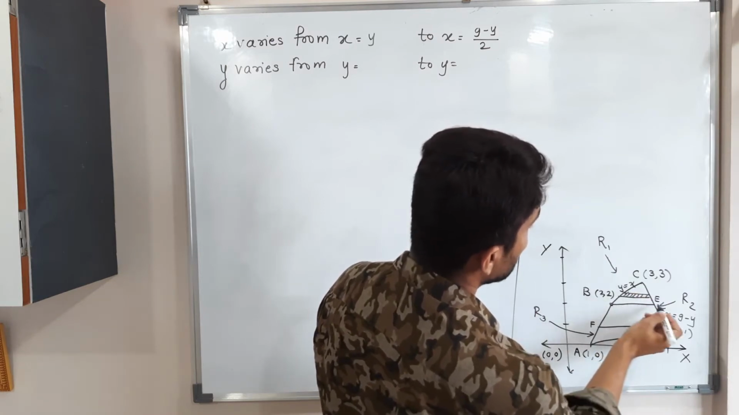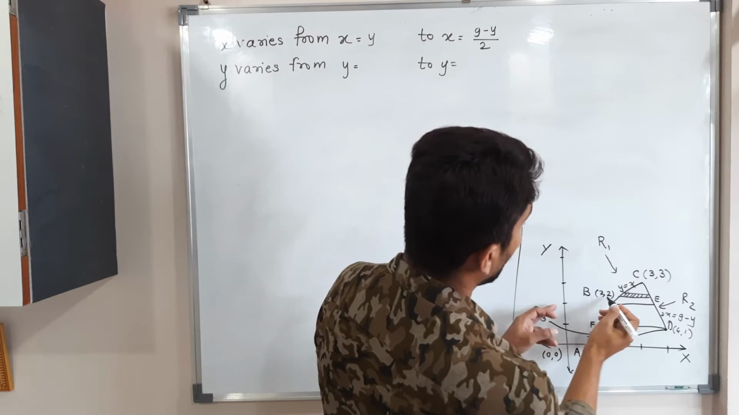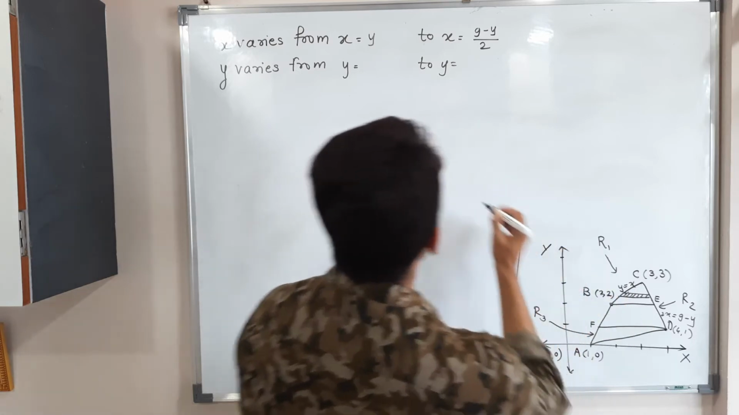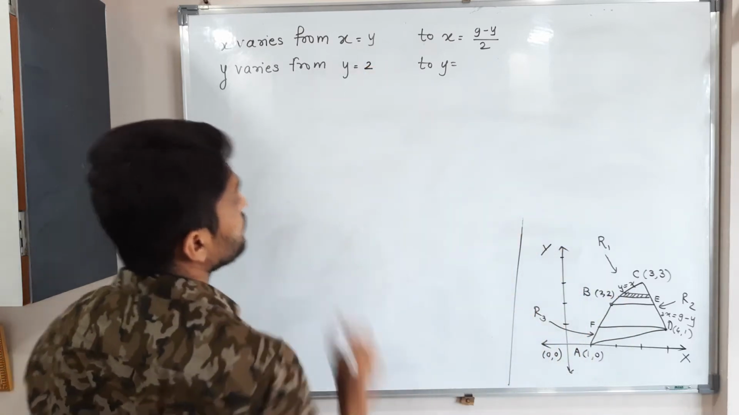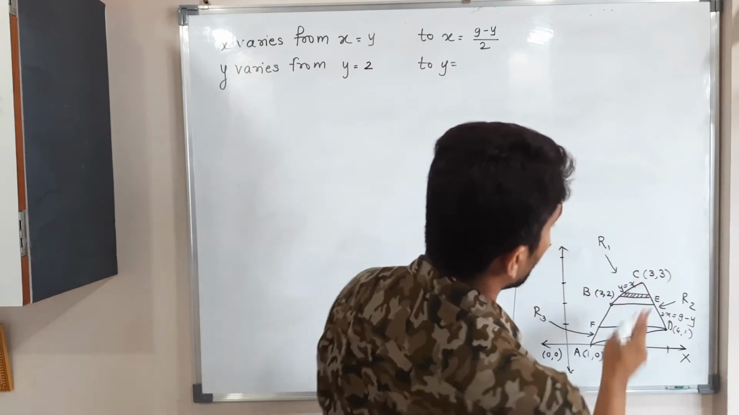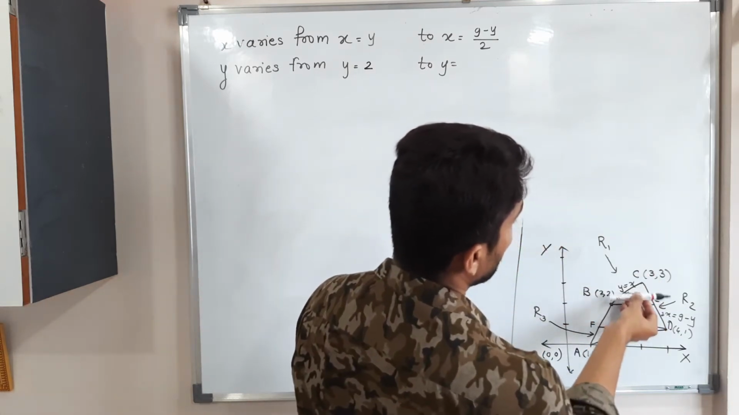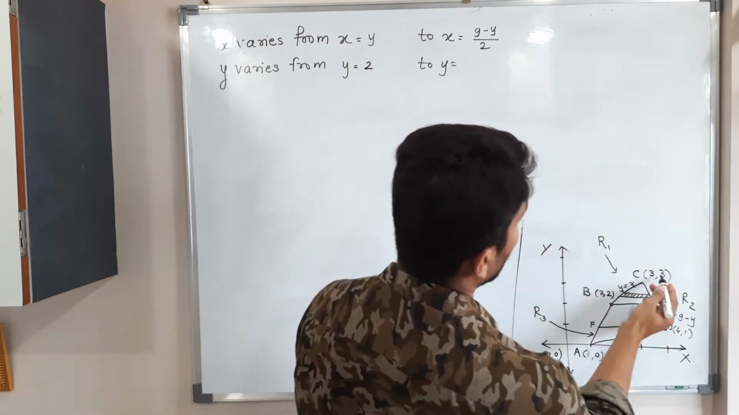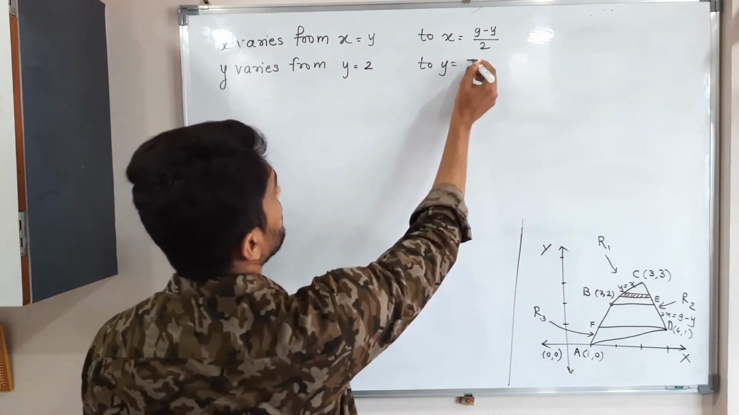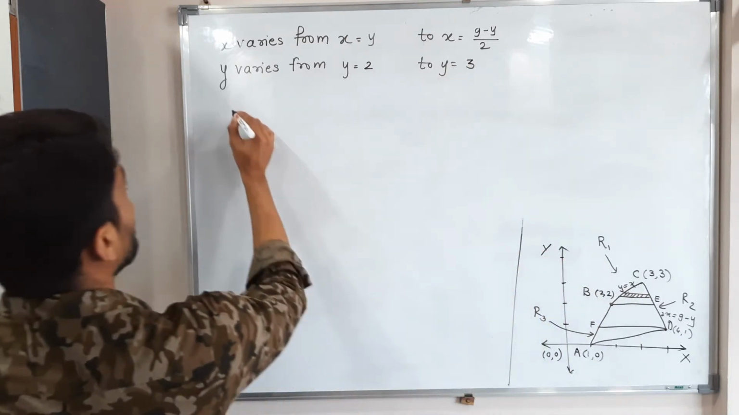So for this line, what is the value of y? The value of y is 2. So y varies from 2 to this point. So it is moving like this, from this line to that point. At this point, the value of y is 3. So y is equal to 3. So therefore, we got a limit.